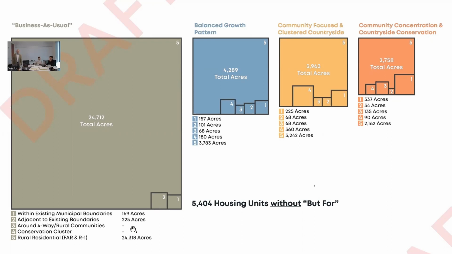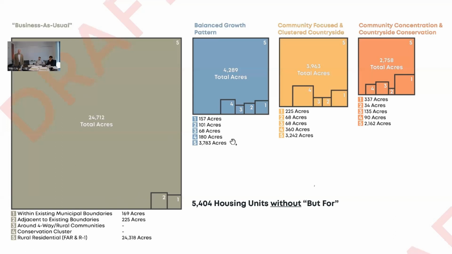In this particular scenario, we're not seeing a lot of growth in either 3 or 4, which is around the 4-way or the conservation cluster. Those are in other scenarios. And then finally, the business as usual is consuming a lot of land out in your countryside. So that's that FAR, the R1, the one dwelling unit per 12 acres or the one dwelling unit per 6 acres for the R1 that's currently occurring. And then you see how those numbers begin to change.